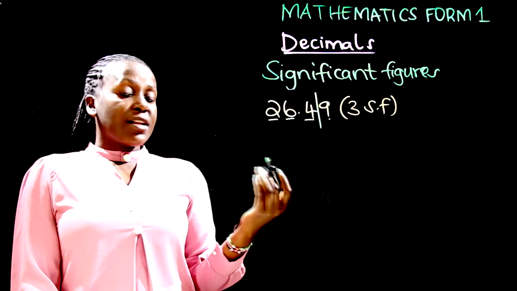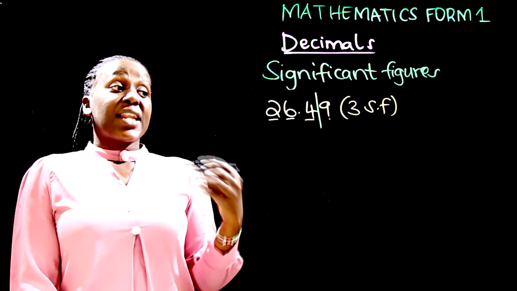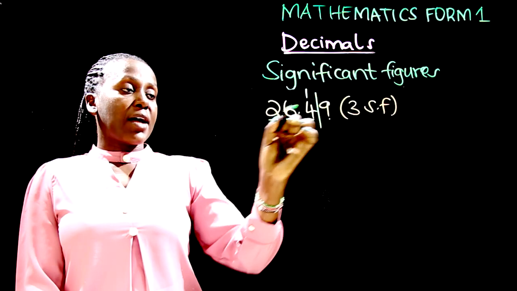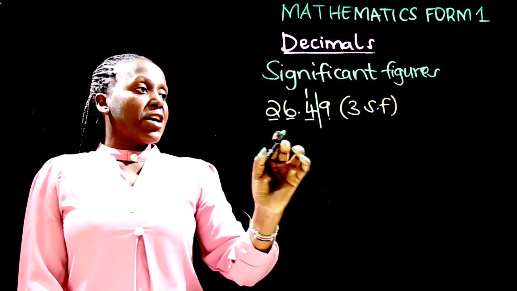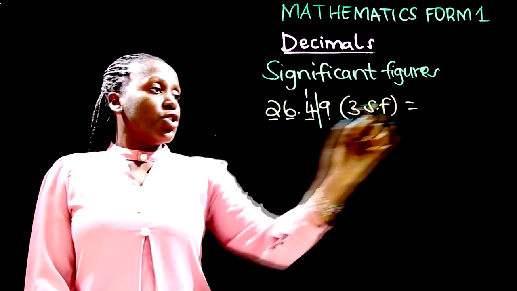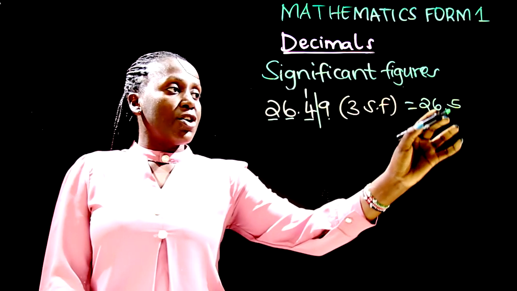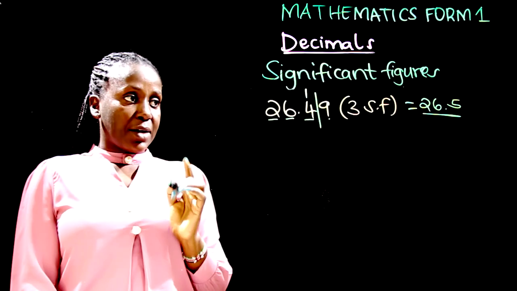Is 9 greater than or less than 5? 9 is greater than 5. So we round it up. So we add 1 here. So the final answer will be equal to 26.1 plus 4 is 5. And that is our answer.